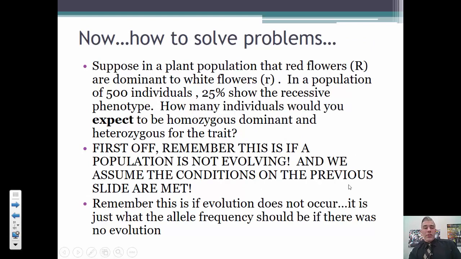So here's a question that they could give you based on Hardy-Weinberg. And this is actually a very simple one, and we'll get a little bit more complicated. So suppose that in a plant population red flowers are dominant to white flowers, big R to little r. In a population of 500 individuals, 25% show the recessive phenotype. How many individuals would you expect to be homozygous dominant and heterozygous for the trait?